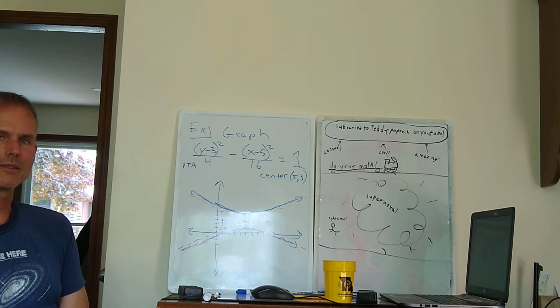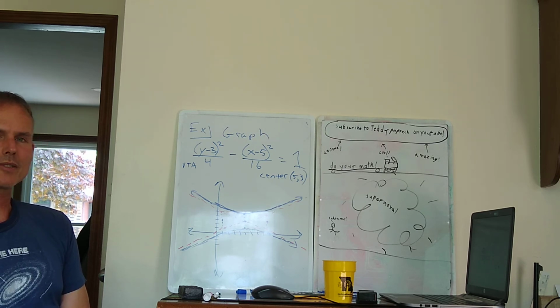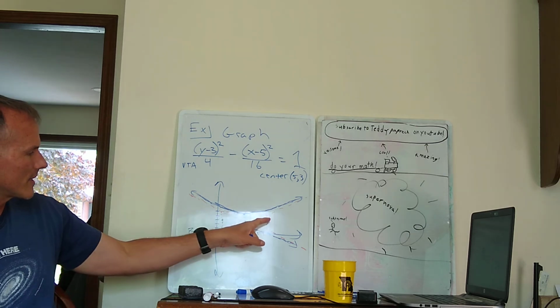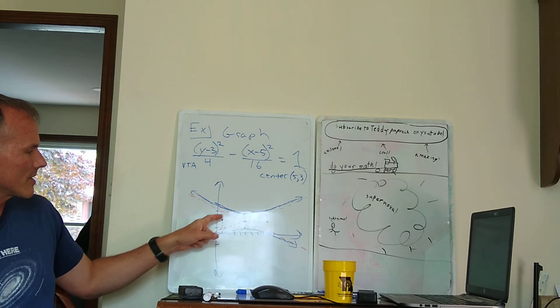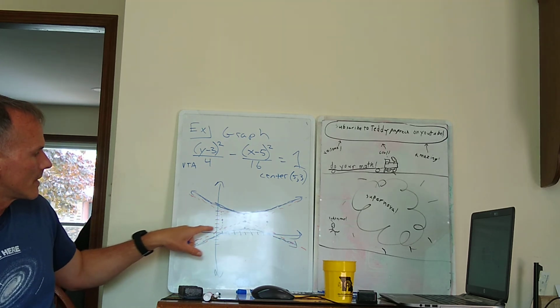That one had a vertical transverse axis. If this would have had a horizontal transverse axis, of course, the branches would have passed through this vertex and this vertex, and they would have gone like that, and like that.